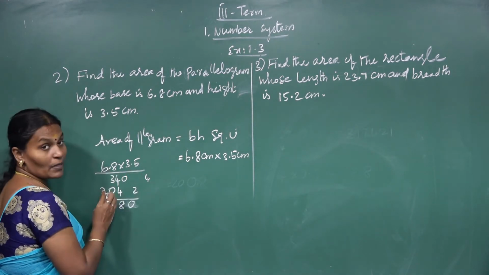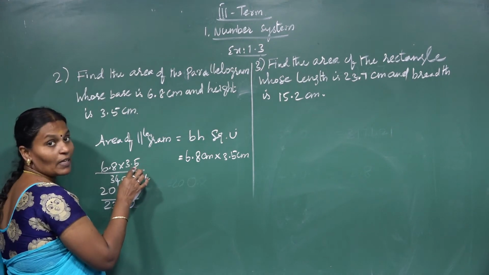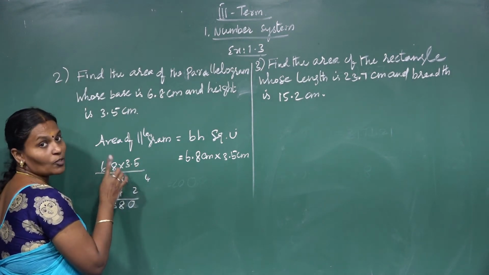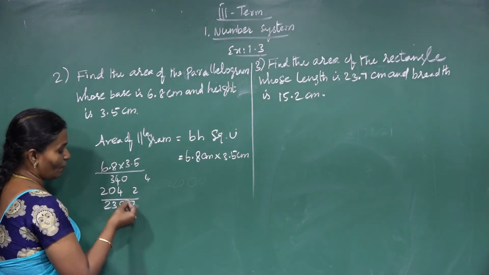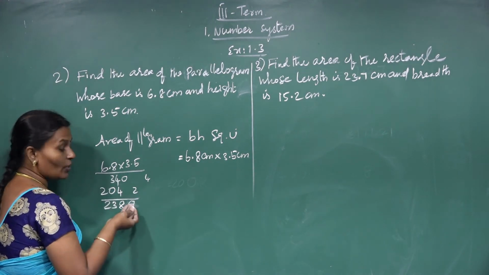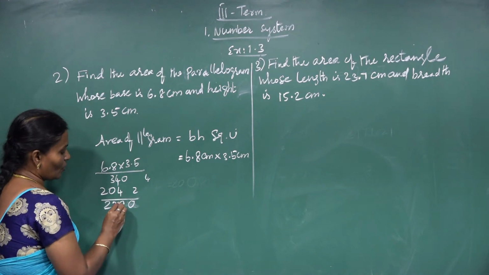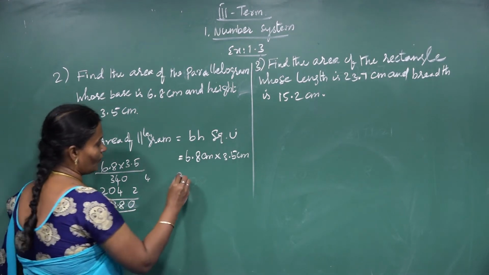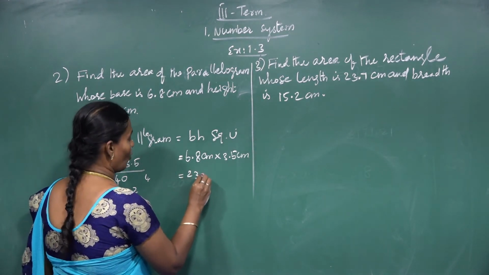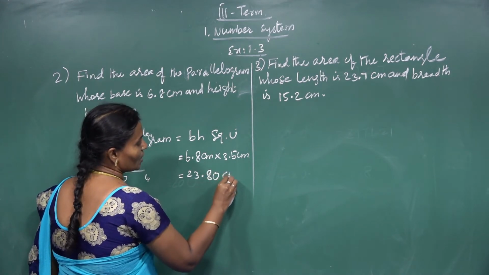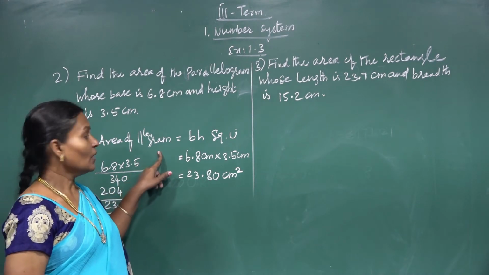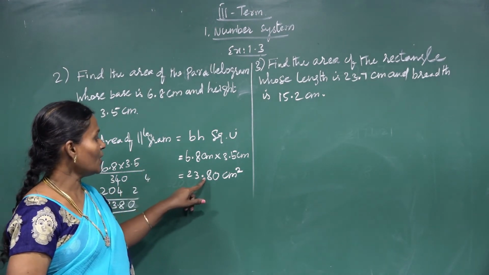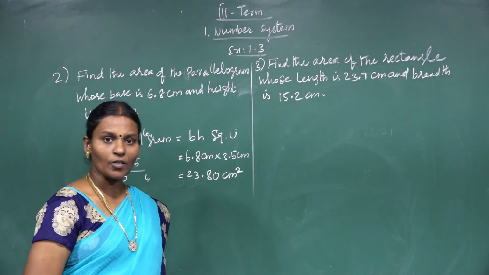So how many decimal places? See, here 1 decimal, here also 1 decimal. So 2 decimals. So you put the decimal point after 2 digits from right to left. You count right to left. Okay, so this is the answer. 23.80 centimeter square. So what is the area of the parallelogram? That is equal to 23.80 centimeter square.